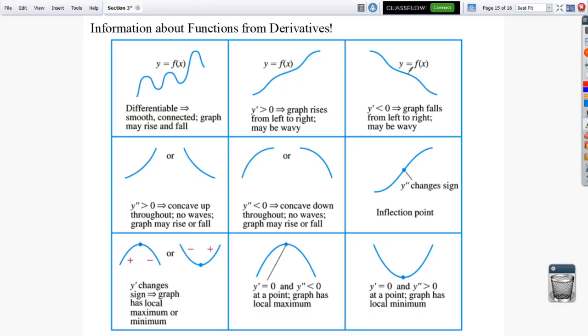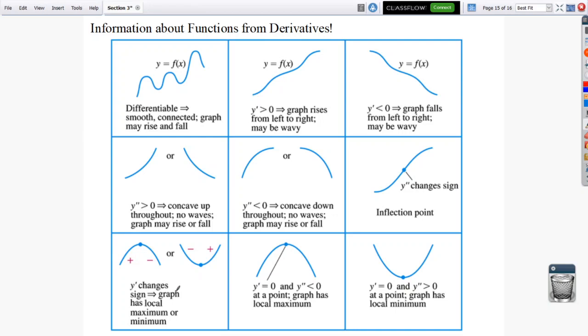Y double prime greater than 0 means concave up. Here's how concave up can look: concave up and increasing, concave up and decreasing. Second derivative less than 0 means concave down. So here's concave down and increasing, concave down and decreasing. An inflection point is where we change concavity, either from concave up to concave down or vice versa.